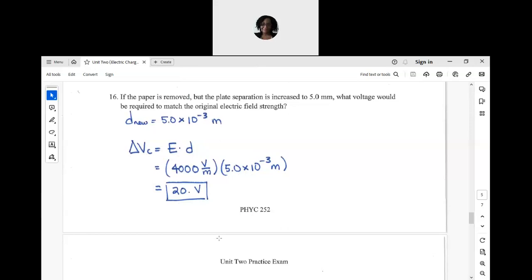So I could take a 20 volt power supply, perhaps, or I could just arrange batteries such that the chain in series gives you 20 volts.